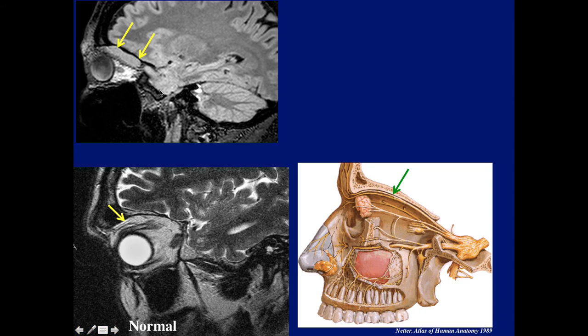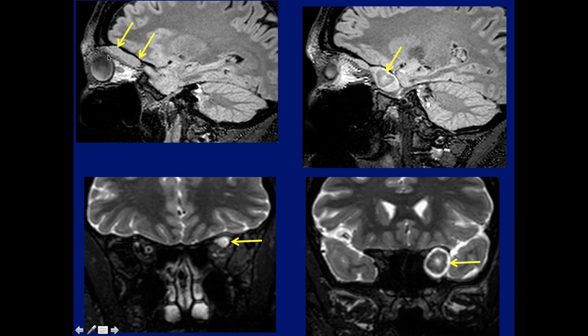Notice this big sausage here. This is all abnormal. Notice the normal size here, very tiny nerve. This is a markedly enlarged supraorbital nerve. Here's more of its component. This was a large cystic component further back.